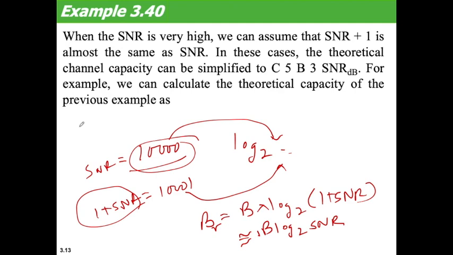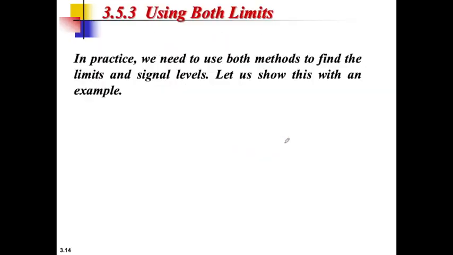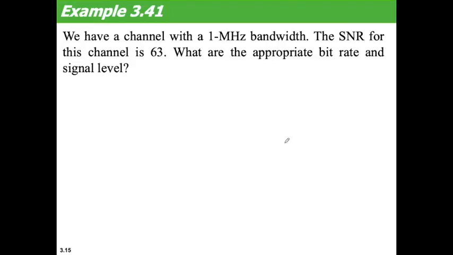If your signal to noise ratio is very low, let's say 1.2, in that case you cannot assume that 1 plus SNR is SNR. But for higher values, the log 2 value will be mostly the same. Okay, fine. So in practice, we need to use both methods to find the limits and the signal levels. Okay, so let's go with an example.